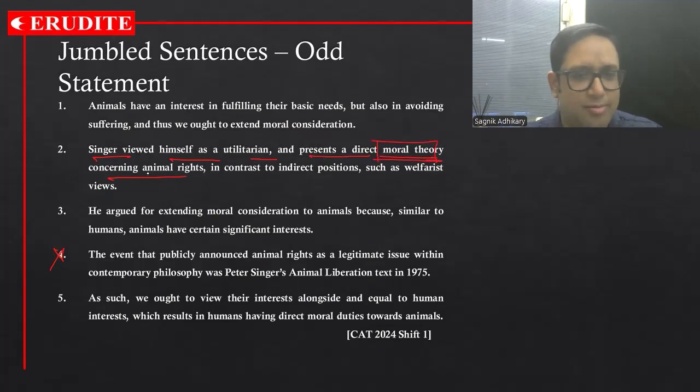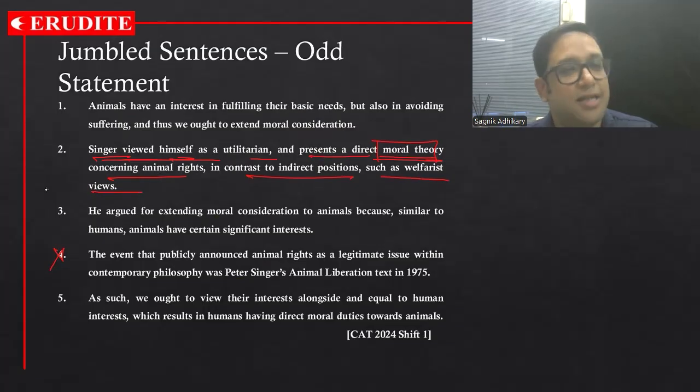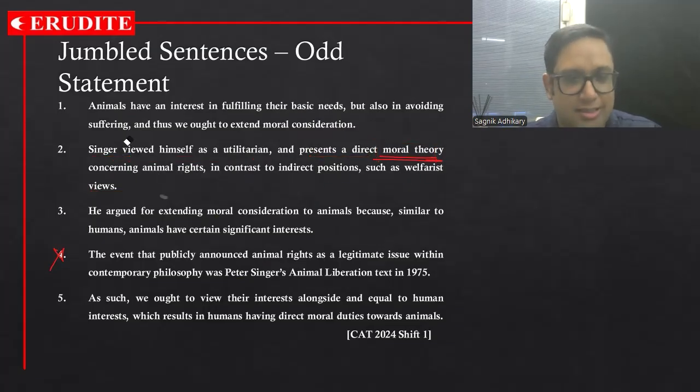Animal rights we were talking about in statement 4 as well, in contrast to indirect positions such as welfarist views. Here, Singer's view is further expanded upon. So this almost certainly directly connects with statement 5. So we can rule out statement 2 as well.